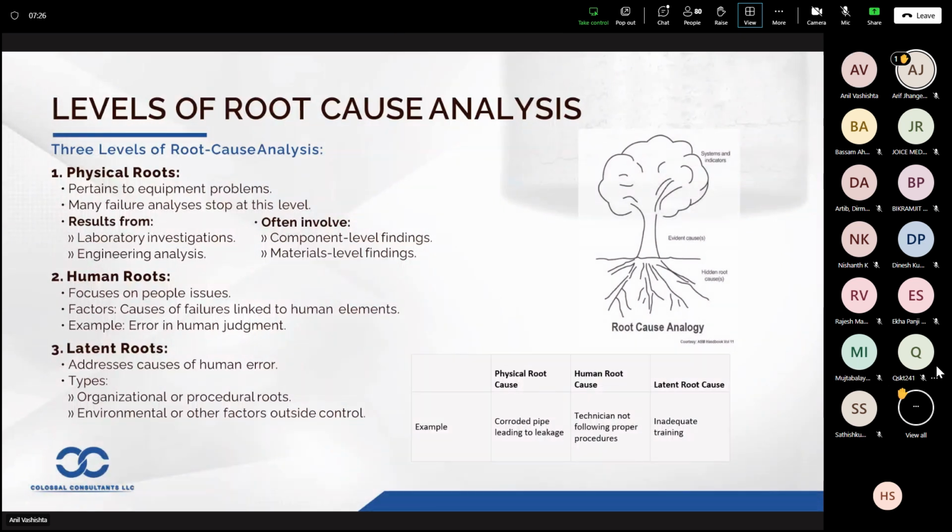We will go into details related to the first part of the root. The first level of root, which is the physical root, because that's the one which we will be covering in the failure analysis.